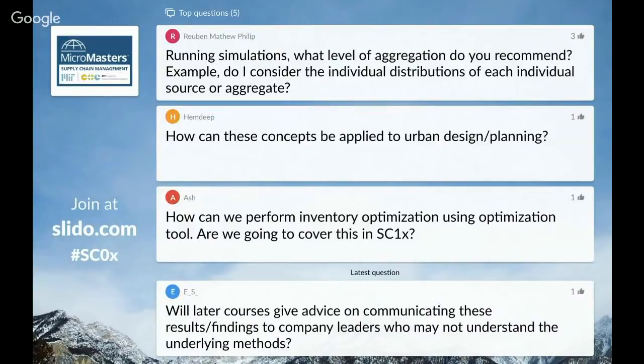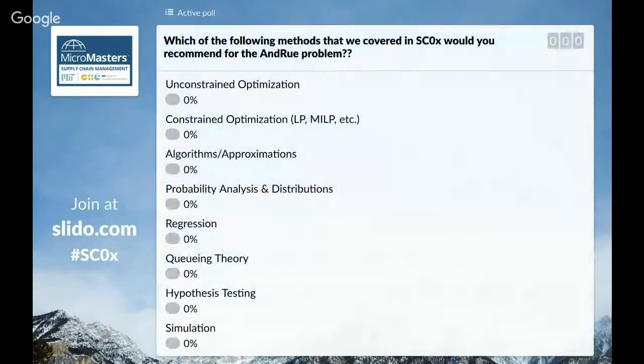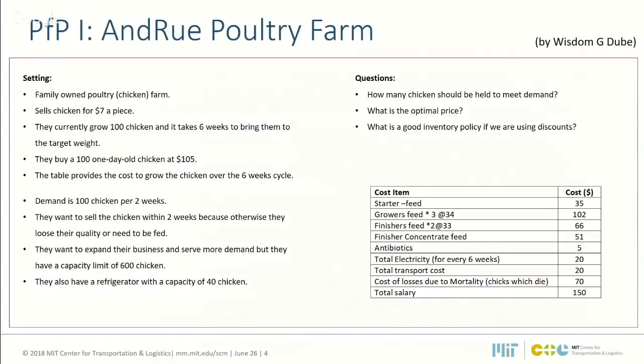Okay. So let's move to our problems from practice then. We got a lot of problems from practice from our learners. We selected a couple, and we'll see how we go through them. Our first problem from practice is submitted by Wisdom G. Dube. Dube or Duby? I don't know how you pronounce it. I'll say Dube. Okay. Some French touch. And it's called Andrew Poultry Farm.